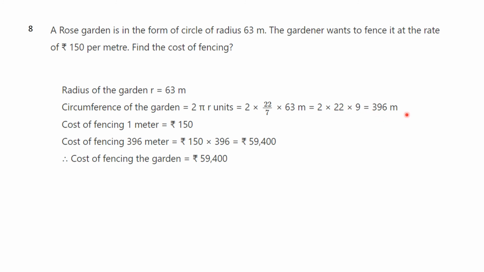Cost of fencing for 1 meter is rupees 150, so for 396 meter, that is a one-to-many relation here, that is multiplication. So rupees 150 into 396 equal to rupees 59,400. So cost of fencing the garden is rupees 59,400.